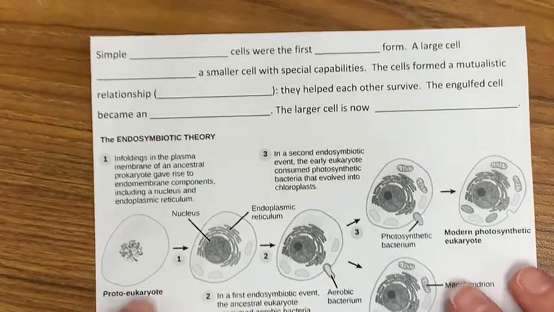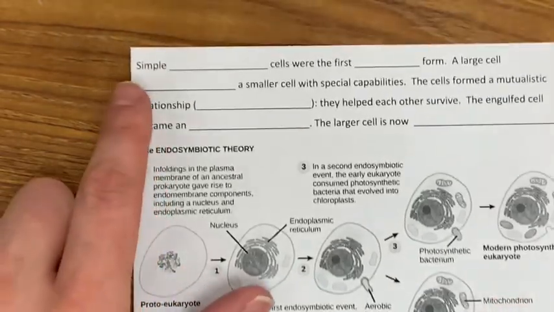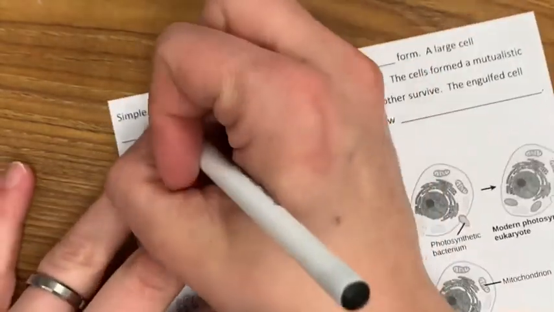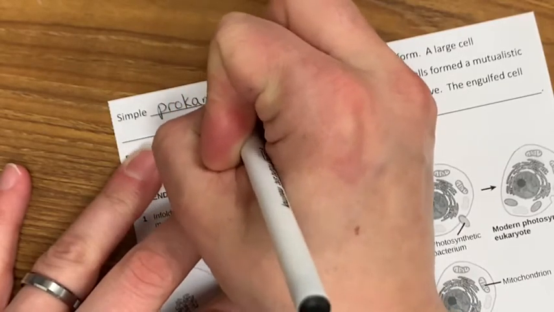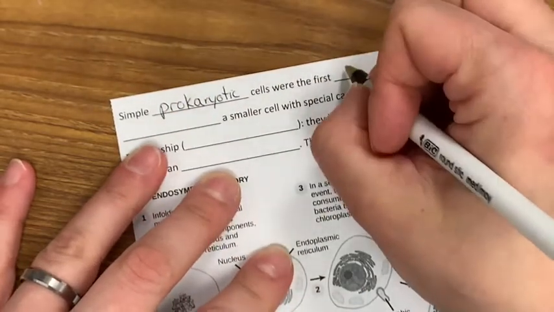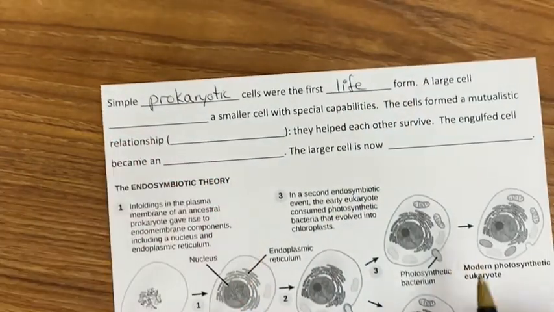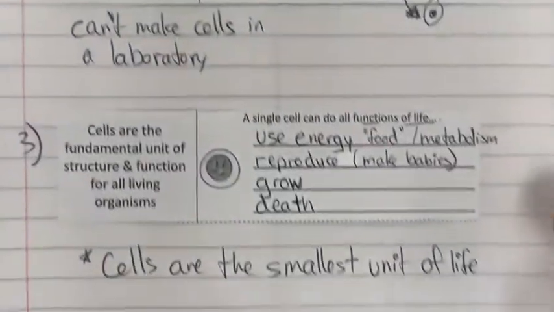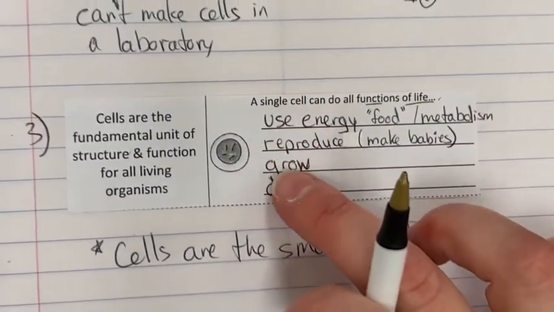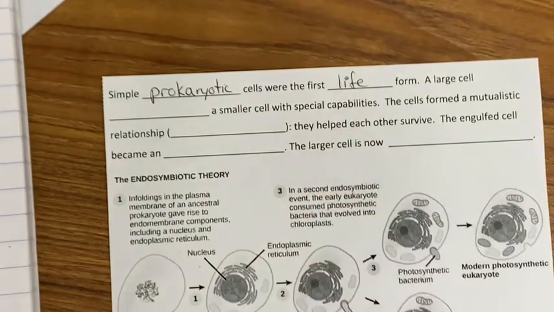All right, so the most simple prokaryotic cells were the first life form. The first form of life. The first thing that could do all of these things that living things do. The first thing that used energy, reproduced, grew, and could die. Our first living things were simple prokaryotic cells.